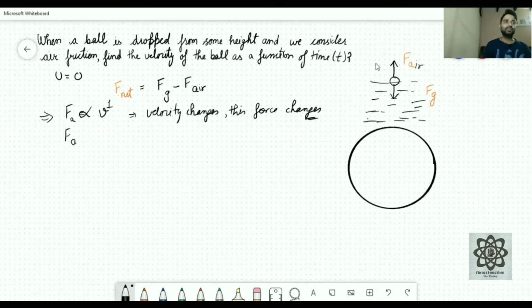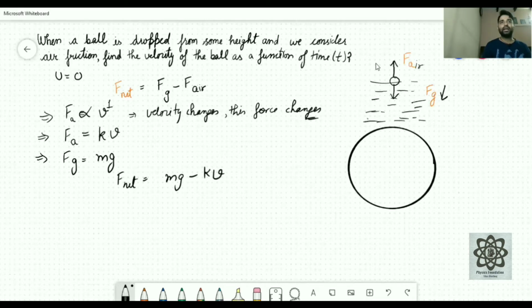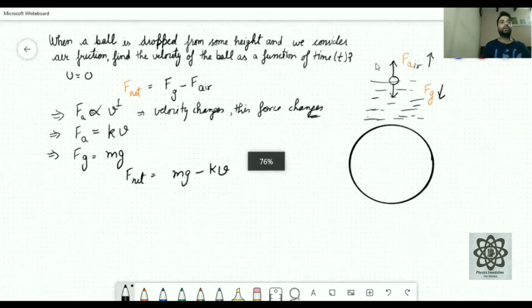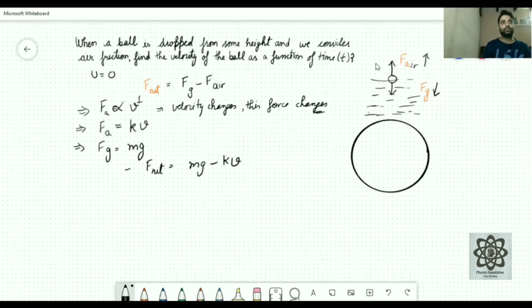Then force of friction, if we take a constant, will be kV, right? We all know Fg is mg, mass into acceleration, right? So when we say F is equal to mg, F net will be equal to mg minus kv. Why mg minus kv? As we have already seen, Fg is in downward direction and the force of air friction, the friction by air as a force, is in upward direction, right? So now we can say F net is equal to mg minus kv.